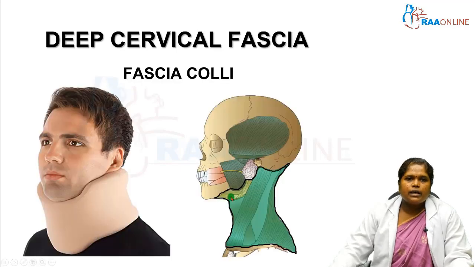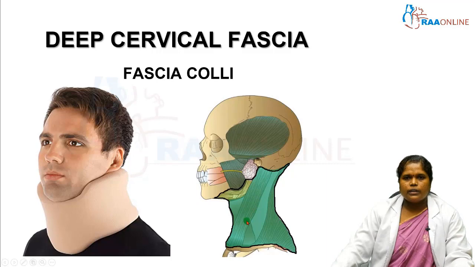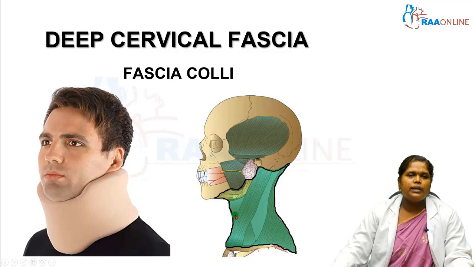So the deep cervical fascia is otherwise known as fascia colli. As you see in the picture, it is arranged like a collar. It will have an upper attachment, a lower attachment, then anterior and posterior attachments. So like a collar, it completely surrounds the neck, with the upper, lower, anterior and posterior attachments. So this is the general arrangement of deep cervical fascia.